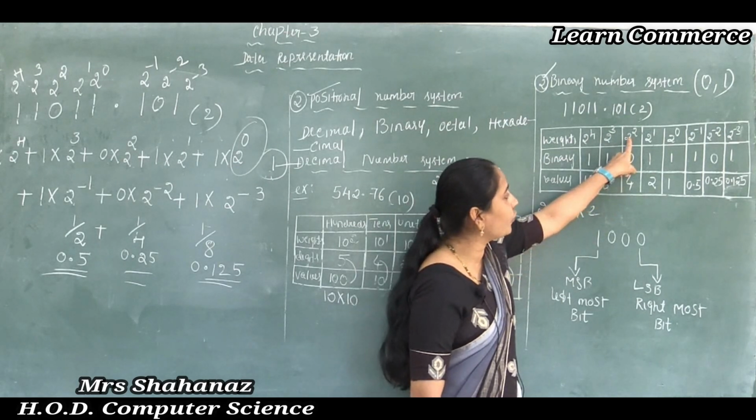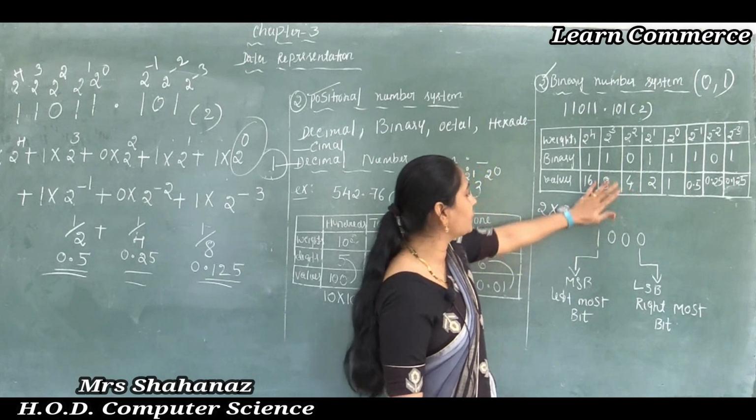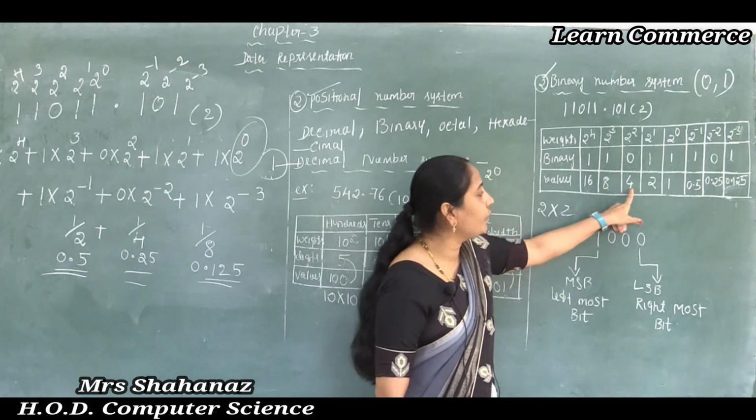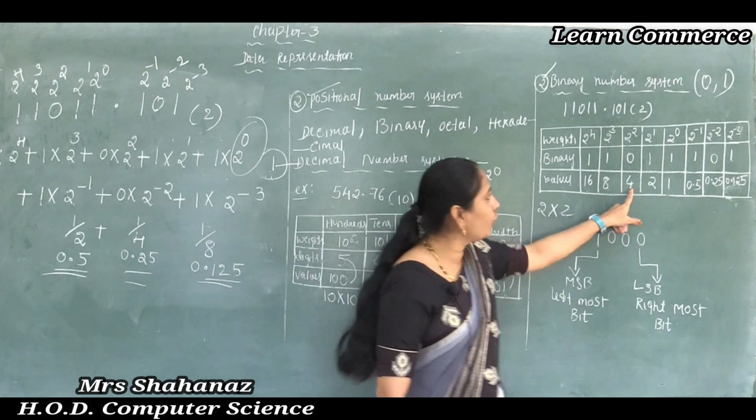2 to the power of 2, that means 2 times. Clear this one? The 2 times we need to make the multiplication. 2 into 2, the value is 4 here.